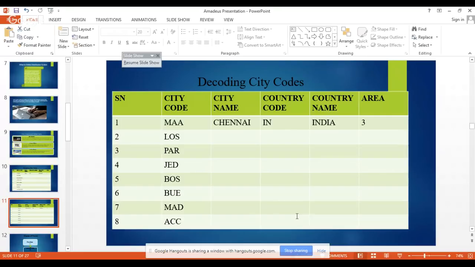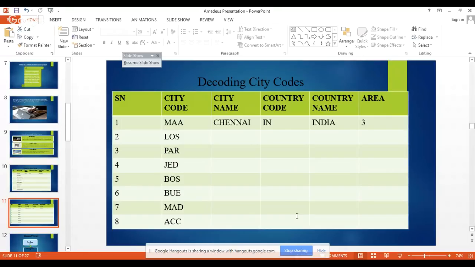The next one is JED. That is Juliet Echo Delta. The city name is Jeddah. Country code is SA. Then the country name is Saudi Arabia. It's also in area 2. That's the Middle East. The next one is Boston. BOS. That is Bravo Oscar Sierra. City name Boston. Country code US. Country name United States. It's in area 1.